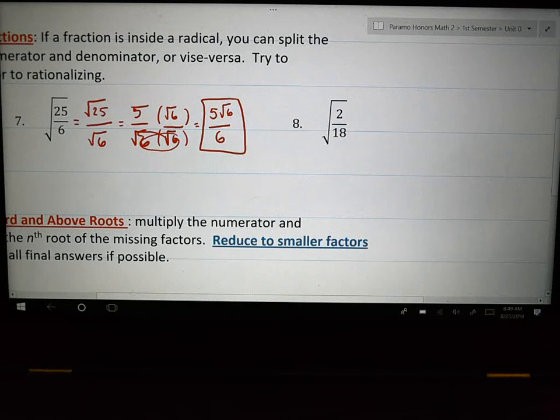I would recommend that you make it smaller to simplify before you actually rationalize. It'll save you a small step.